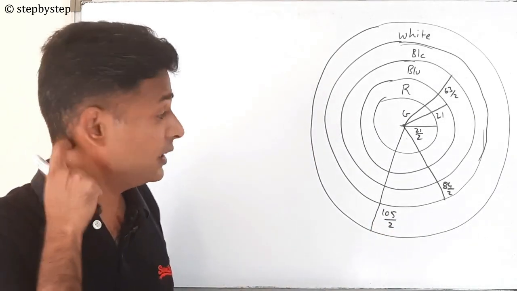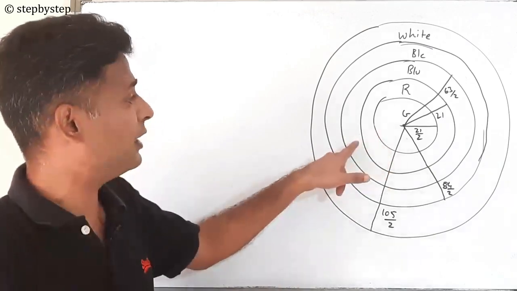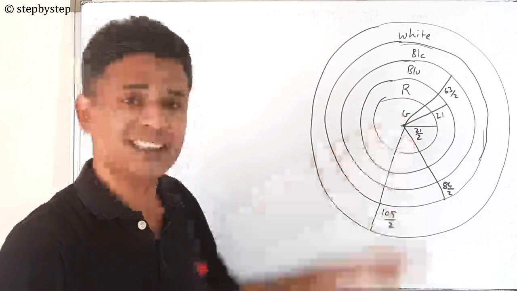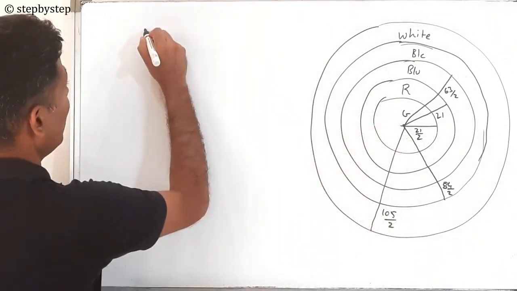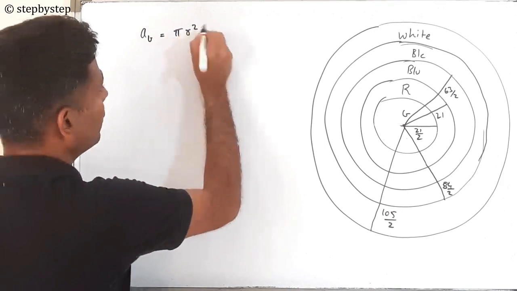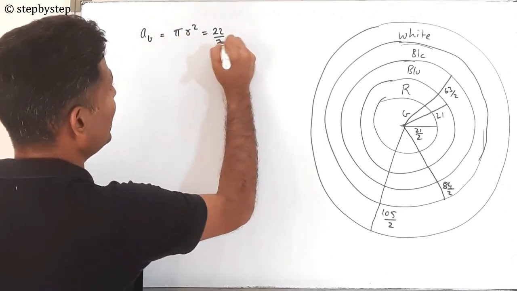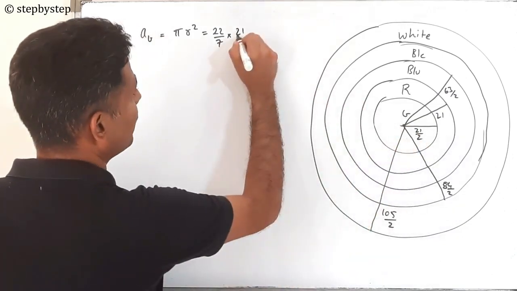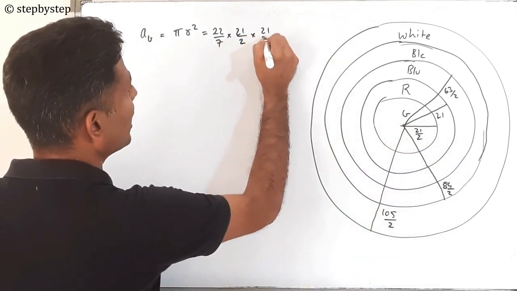Alright, now the question is, they have asked us to find the area of each band. Now for the area of the first gold part, it is the entire circle. So area of golden part will be equal to pi r square, which is equal to 22/7 into r. What is r? 21/2 for the first band. So 21/2 into 21/2.